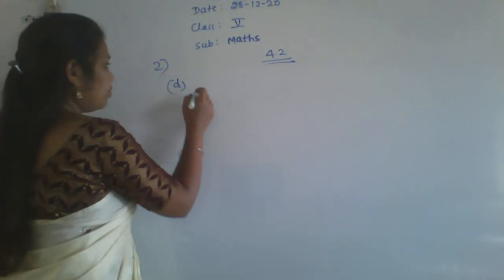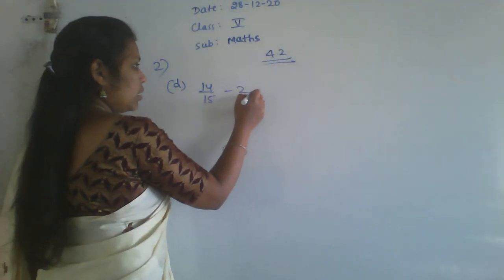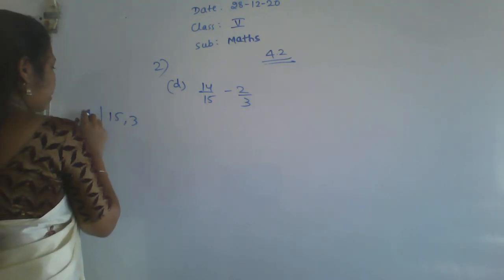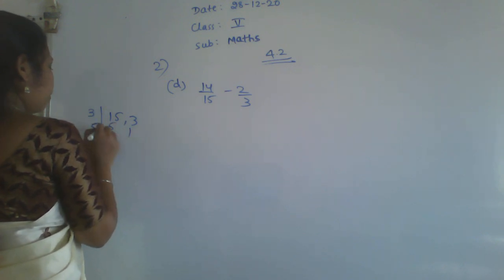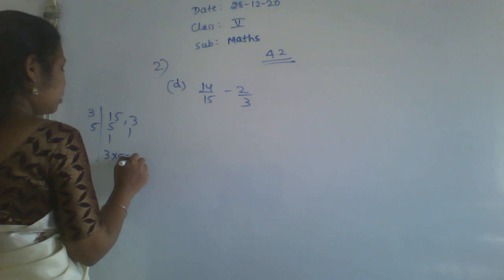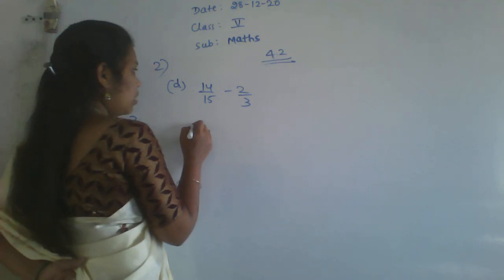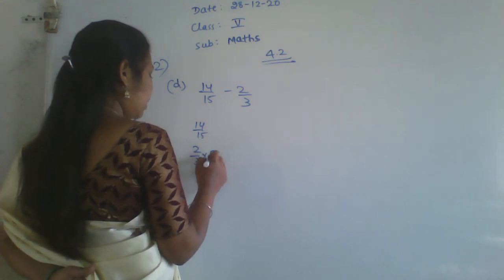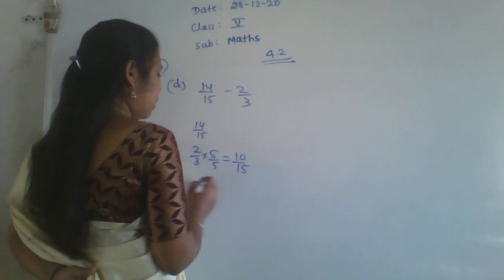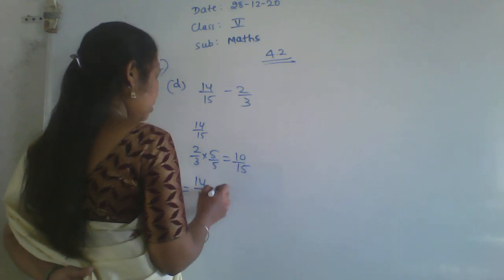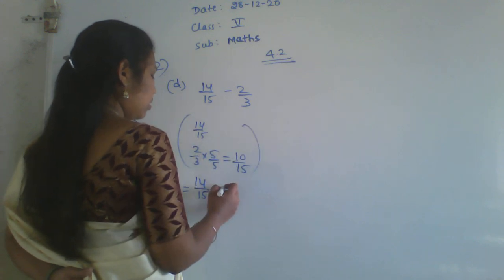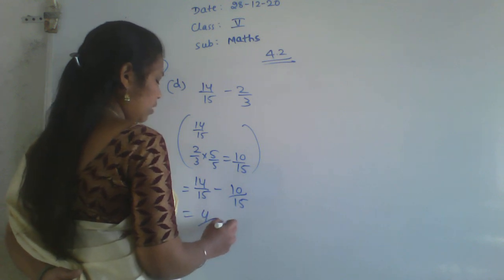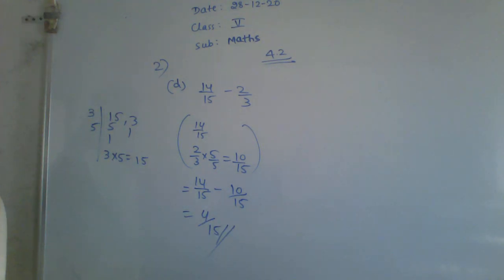14 by 15 minus 2 by 3. What is the LCM of 15 and 3? 3 fives are 15, 3 ones are 3. So 3 into 5 is 15. 15 is the LCM. Already 14 by 15 is there, no need to change. And 2 by 3 multiplied by 5 by 5 becomes 10 by 15. Now subtract: 14 by 15 minus 10 by 15. What is the answer? 4 by 15 is the answer.